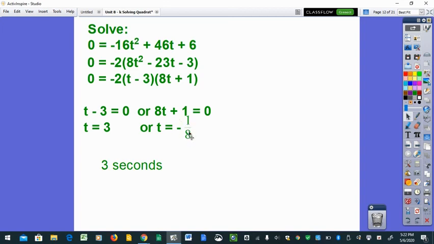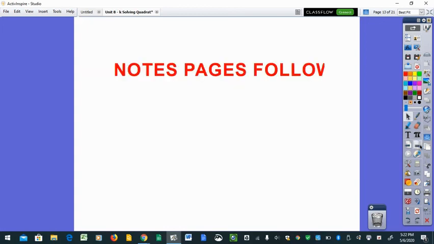I just want to mention what this means. Do you remember that the ball started 6 feet off the ground? So in order to have the full parabola, if we went, quote, back in time -1/8 seconds, that would put it at the ground when we started if it wasn't 6 feet off. But that doesn't make any sense. We want to know after we throw it, when will it land? And it will be 3 seconds.